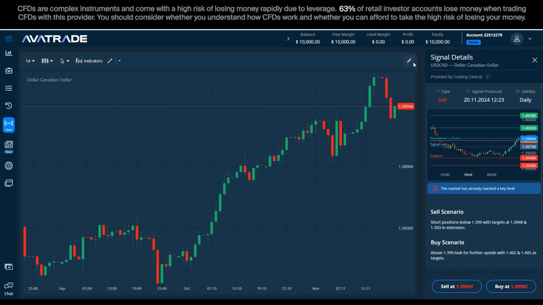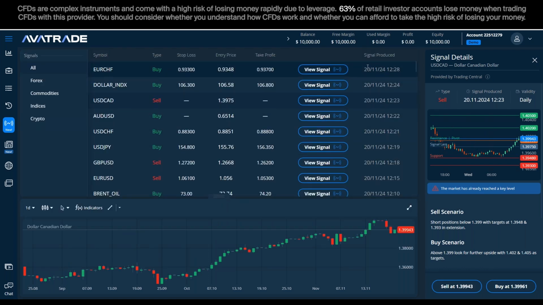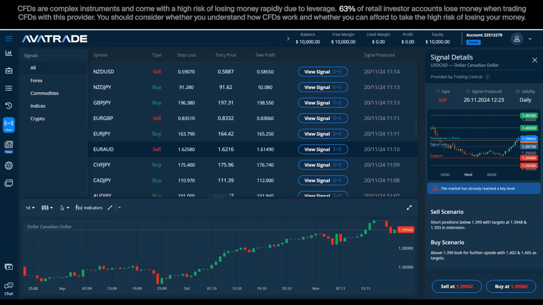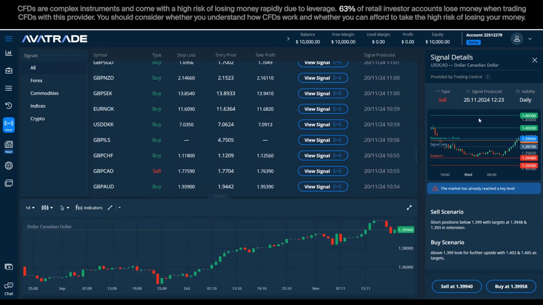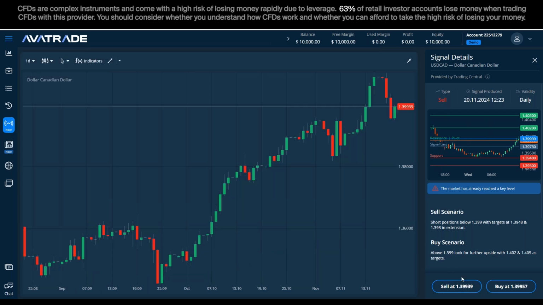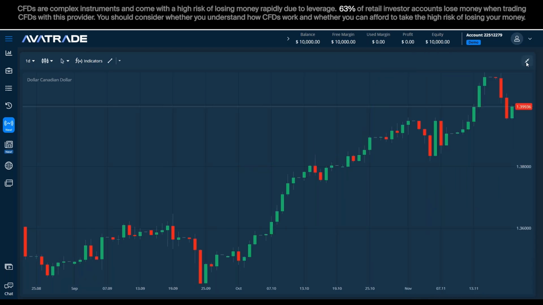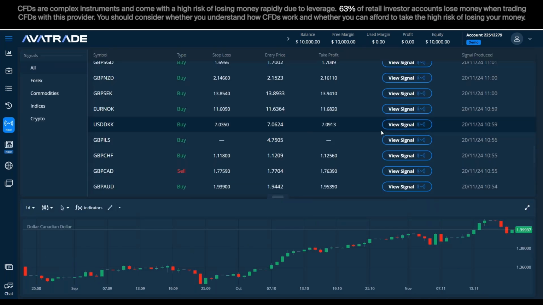This is why there is certain importance to when the signal was produced, until what price it's valid, because if it passes certain levels, we're not going to be able to use the signal. So even if I try and click here on sell, we don't get the take profit and the stop loss. We don't get that because, as we saw, the signal has already passed the levels expected.